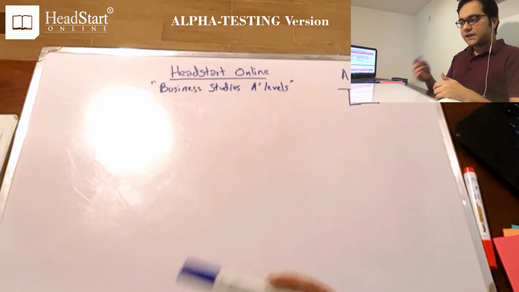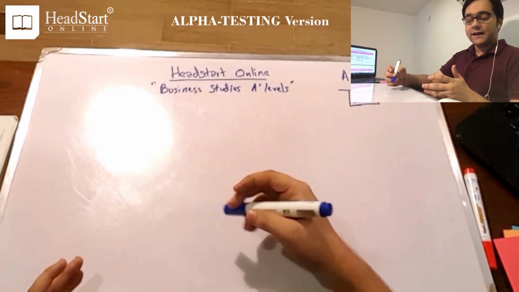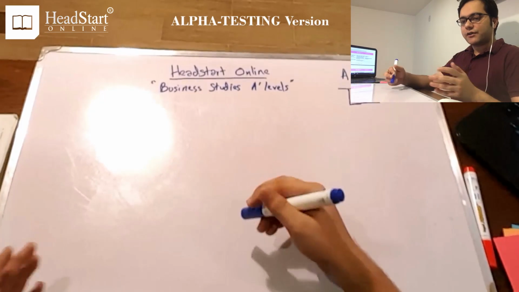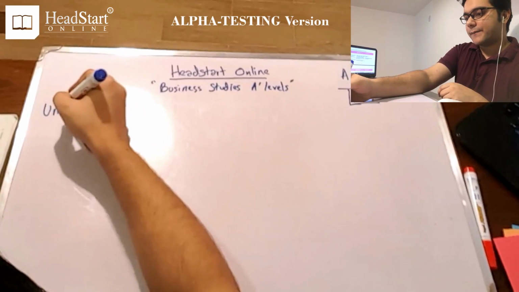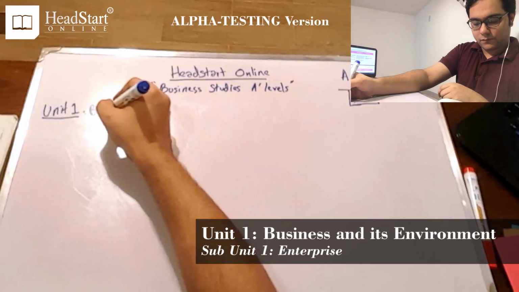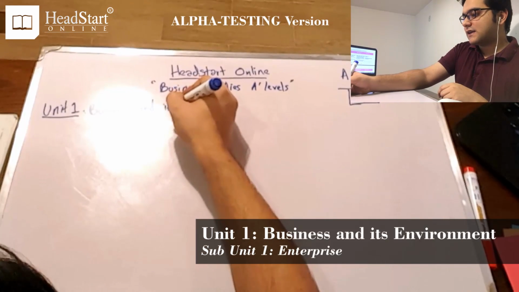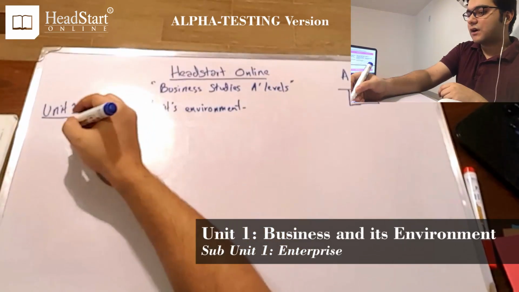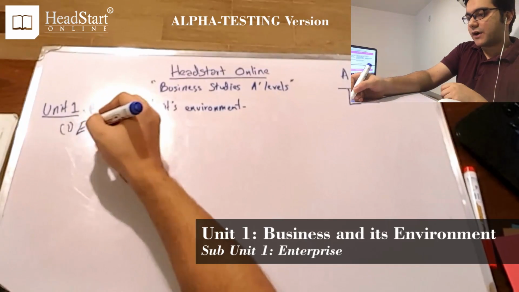So let's get started. The first thing you'll need is a notebook. You need to start taking notes of the things that I'm going to write here and the things I'm going to say. It's going to make it easier for you to understand. It's going to make it easier for you when you actually go ahead to revise everything at the end of the lesson. Now this video is going to be Unit 1, Business and its environment. And we are going to start with the first subunit of this unit, which is enterprise.